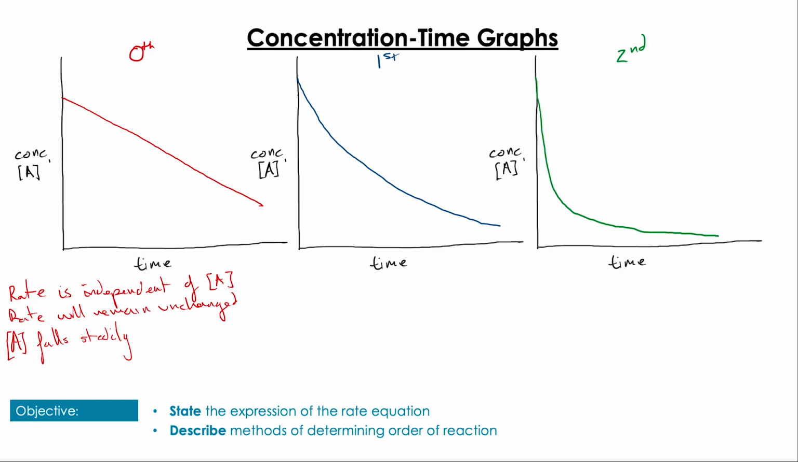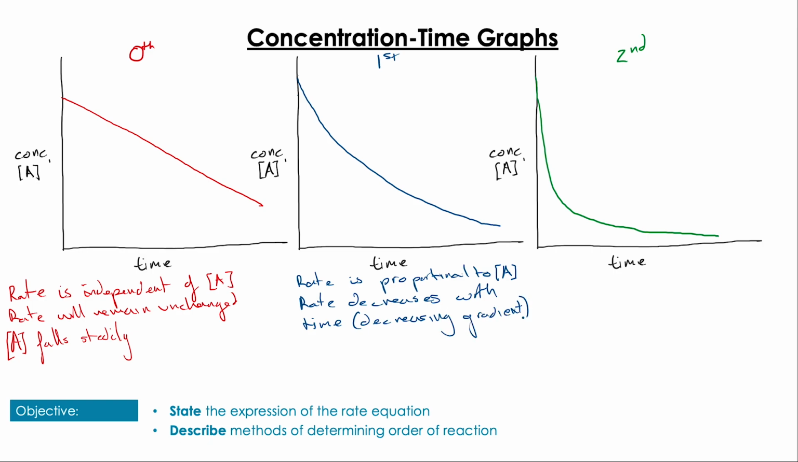In the 1st order graph, we see that the rate is dependent on A, and it's directly proportional to A. We can see this because as we decrease the concentration of A, we also decrease the gradient of the line and decrease the rate of reaction. So because we've got a decreasing rate of reaction, it must be dependent on the concentration of A.